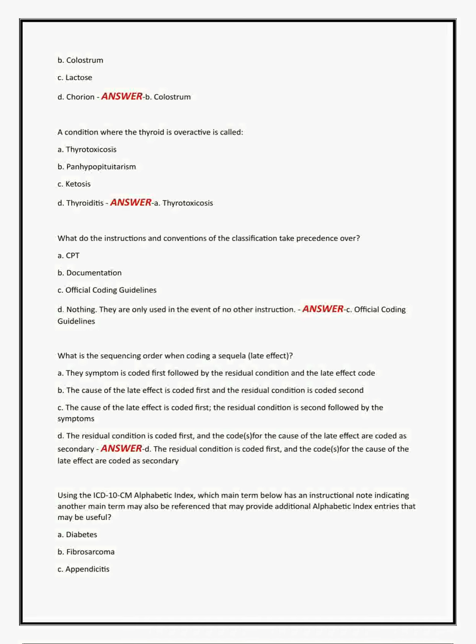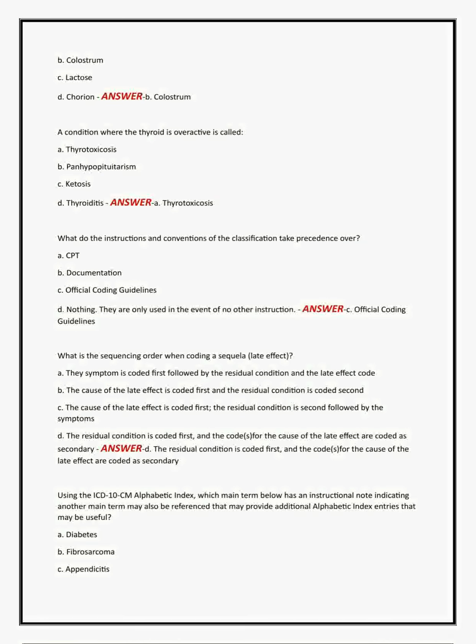What do the instructions and conventions of the classification take precedence over? A. CPT. B. Documentation. C. Official coding guidelines. D. Nothing. They are only used in the event of no other instruction. Answer C. Official coding guidelines.